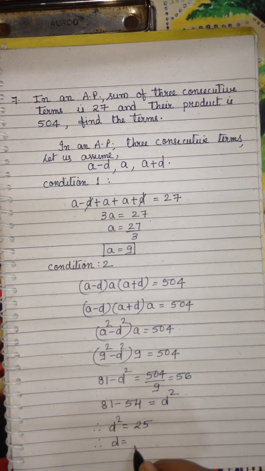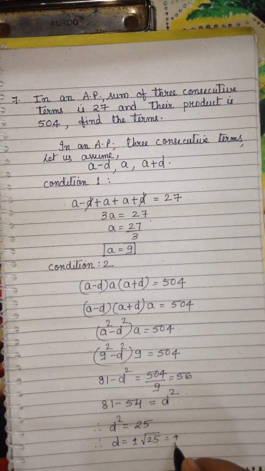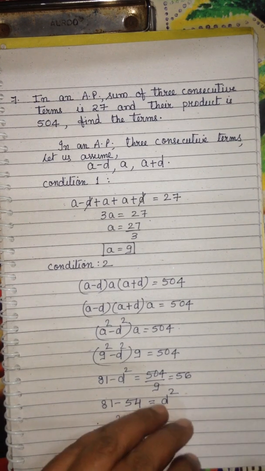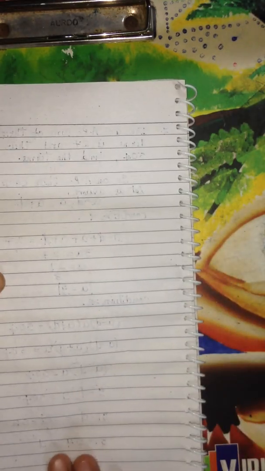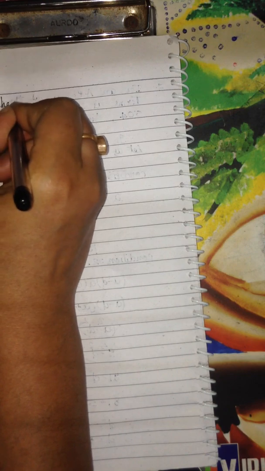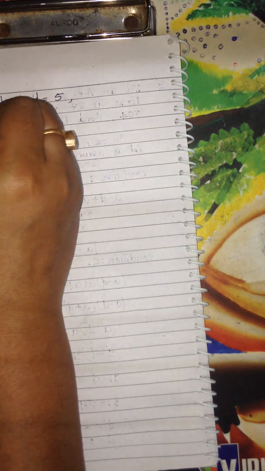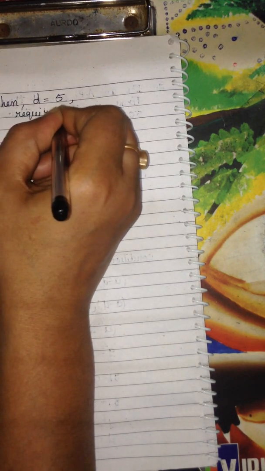Hence, d is equal to plus minus square root of 25. That gives you plus minus 5. Children, see here, d will have two values: one positive 5 and the other negative 5. And while solving, we are going to take both. First, we will take when d is positive 5. When d is positive 5, then what are the terms? We have to find the values of the terms, children.